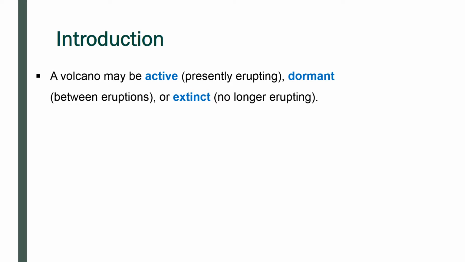And a volcano can be active or dormant or extinct. We call it active if it is still erupting, and we call it dormant between the eruptions. I mean, if the volcano has erupted already, and between eruption and eruption, we call that volcano a dormant volcano. And we call it extinct if it is no longer erupting, if it is cold, if it is stopping.